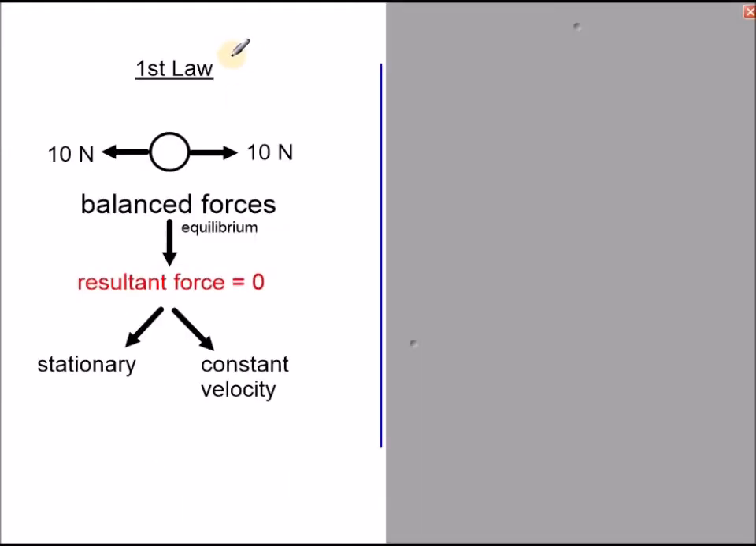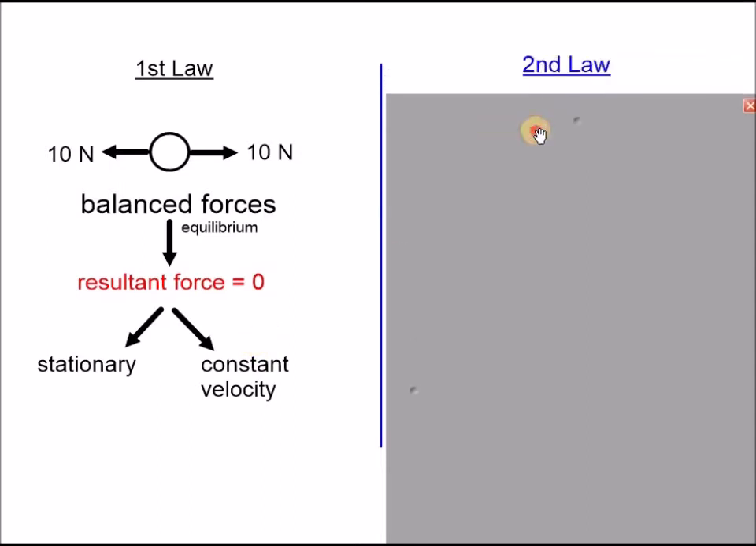Newton's first law of motion states that for balanced forces, so where the resultant force is 0, for example in this diagram you have 10 newtons in each direction, so the resultant force is 0, then a particle that's stationary remains stationary, and a particle moving at constant velocity will continue to move with that same constant velocity.